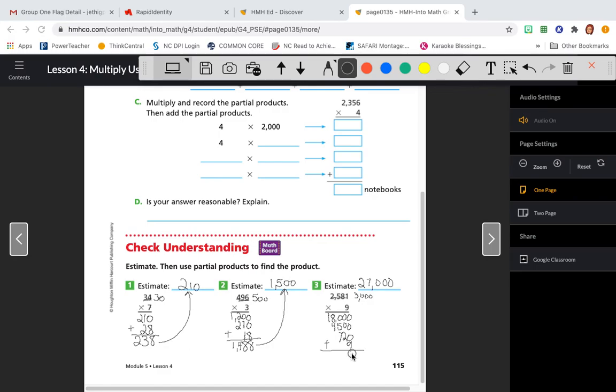And you have 9, 2, 5 plus 7. Now what's 5 plus 7? We're looking at 12. We have to do some regrouping here. Carry a 1 over to the thousands. 1 plus 8 is 9. 9 plus 4, 13. So we're going to have to carry over to the 10,000s. 1 plus 1 is 2. So 23,229, and that is close to 27,000. So we can say that that answer is reasonable.